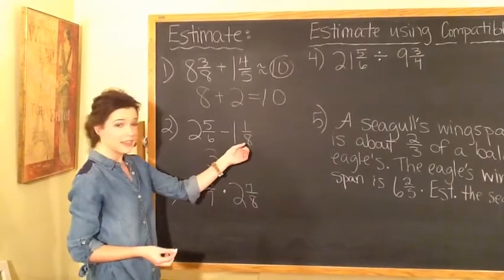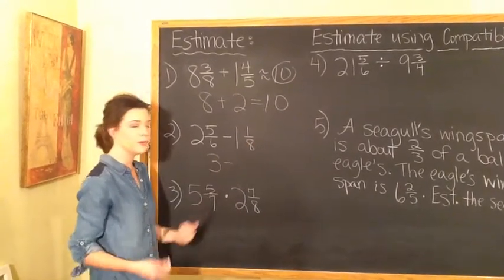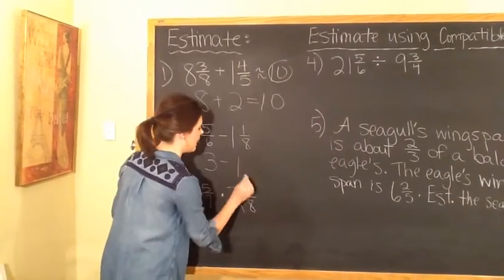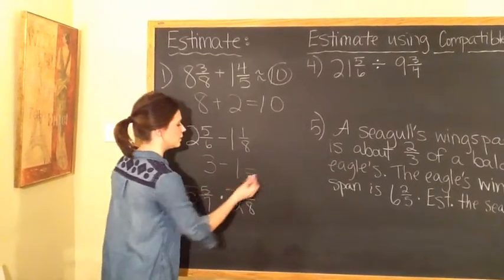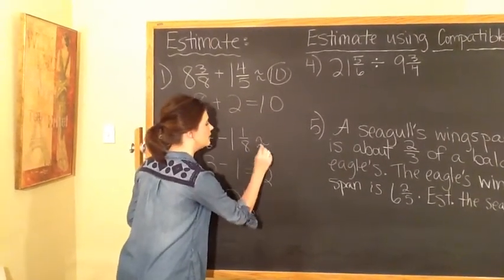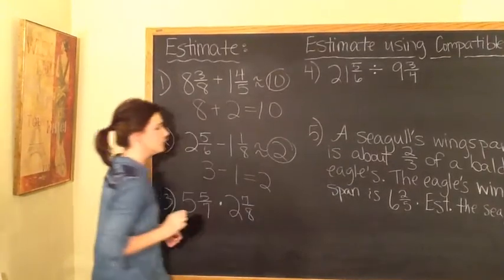Now, half of 8 is 4. 1 is less than 4, so I'm going to round down. So I'm going to just keep it at 1. So 3 minus 1 is going to give you 2. So our estimated answer is 2.